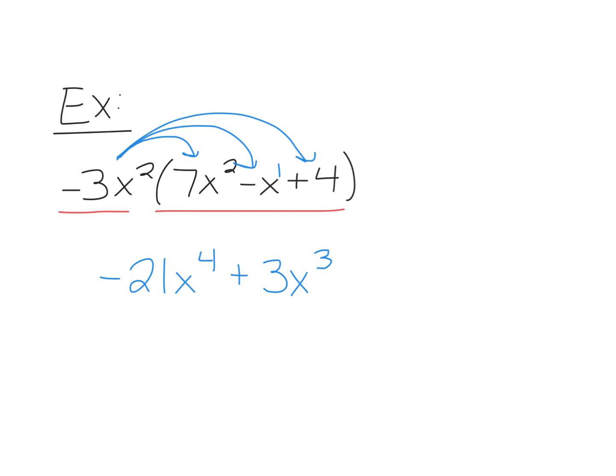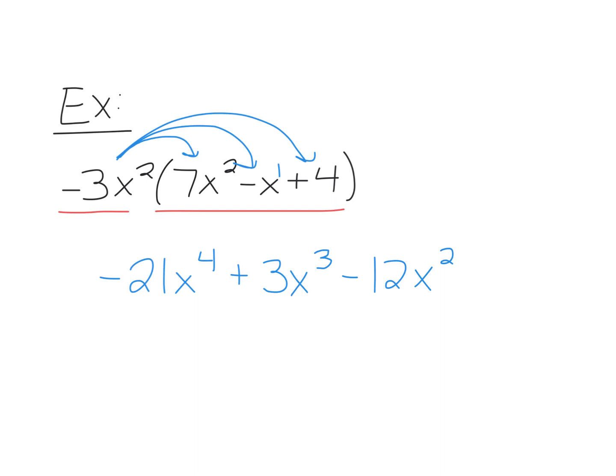And then last one, we have negative 3x squared plus 4. Or sorry, negative 3x squared times 4. Yep, negative 12x squared. Now what you're going to want to check is if your answer is in standard form. Is our answer in standard form? Yeah. What makes it in standard form? Let's talk about that.